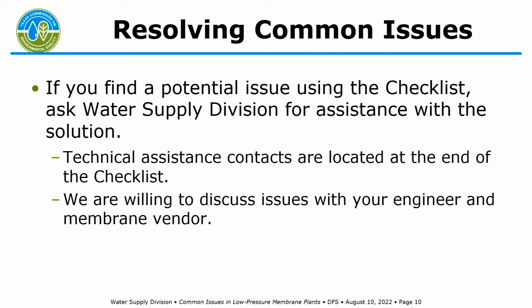So let's move on to resolving common issues. If you find an issue while you're using the checklist, a potential issue, not sure one way or the other, at the end of the checklist, there are some technical assistance contacts within Water Supply Division. Those that are listed there are on our technical review and oversight team. They're the folks that write the exception letters for the membrane plants.